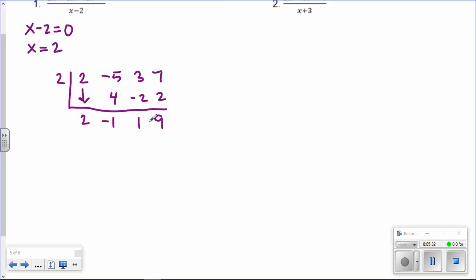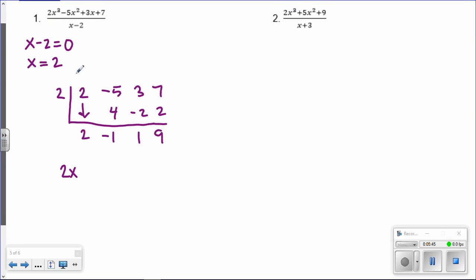So we have a remainder. This last number is the remainder. This is going to be our new polynomial. So how does that look? Well, I have 2x. The rule is your answer is 1 less than the leading power. So it started off with the cubed, so my answer is going to start off with the squared. So 2x squared minus x plus 1, and then my remainder is going to be plus 9 over whatever was in the denominator, x minus 2.